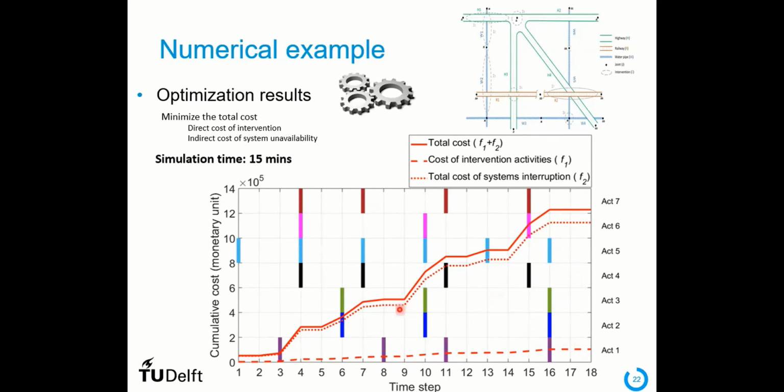And of course, we have also the cost. What we see here in red is the cumulative cost, the total cost F1 plus F2, the result of the objective function. And of course, this is the best known solution for us, so that's the lowest cost we could obtain. All right, and that's of course the summation of the direct cost of intervention activity F1 and the indirect cost that I explained.